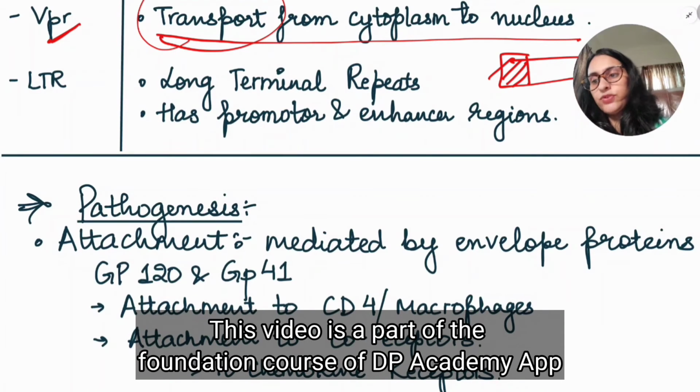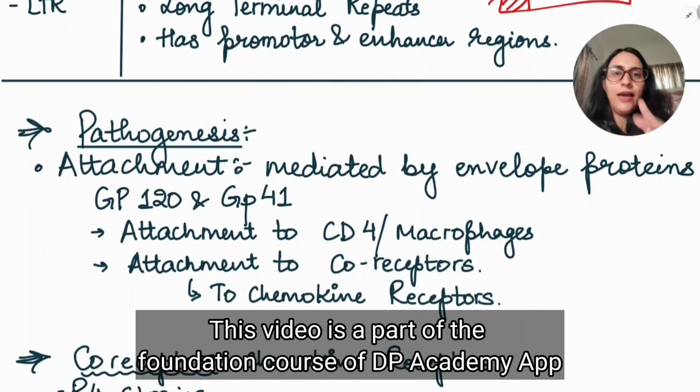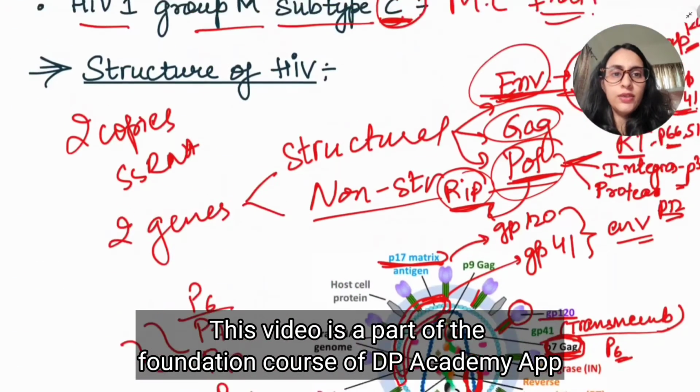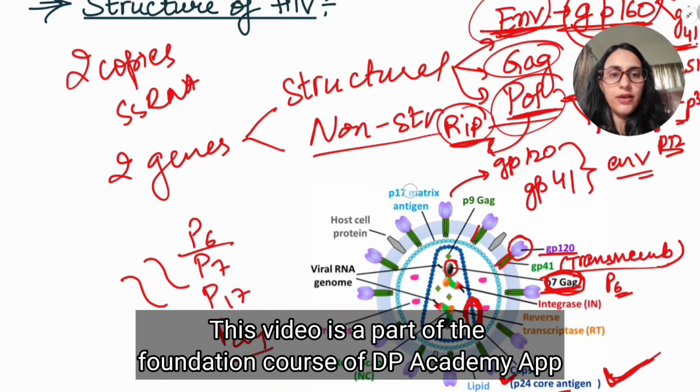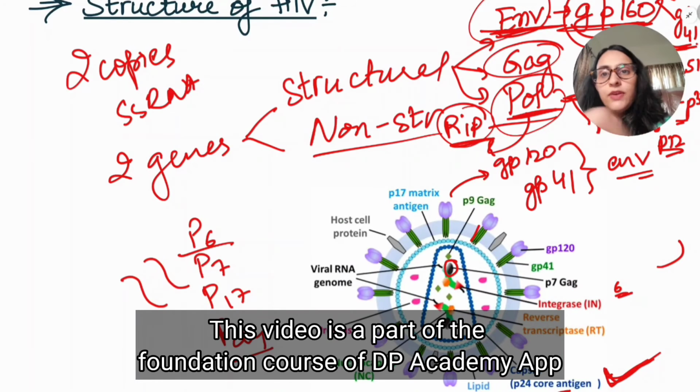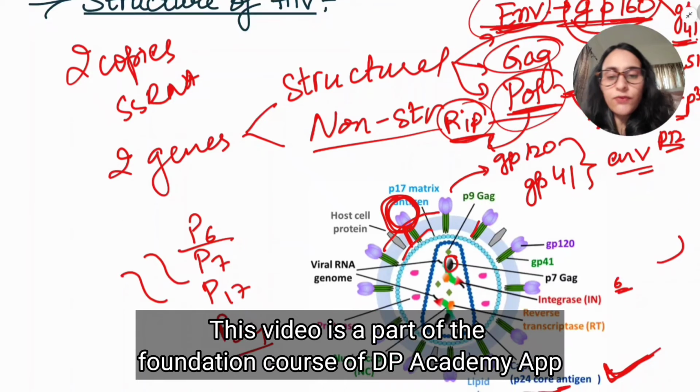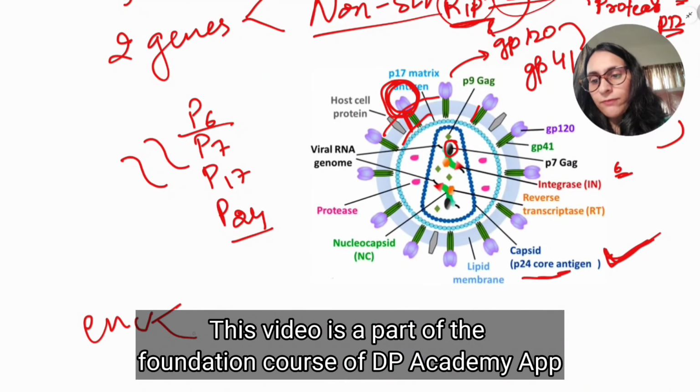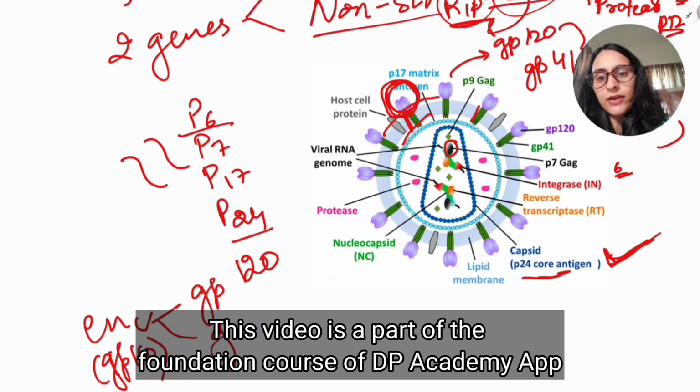Now guys, coming to the pathogenesis. First of all, there is attachment. Attachment occurs with the help of the envelope. We have an envelope of this virus, and with its help the attachment occurs. Attachment occurs by the envelope proteins, of course. What are the envelope proteins we have? It is GP160, which is further on the surface GP120, and on the transmembrane GP41.